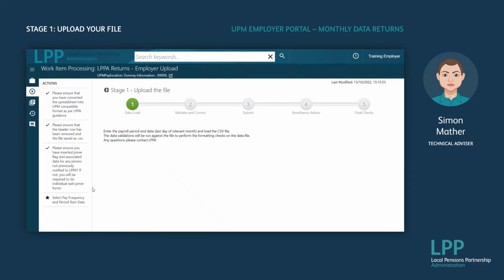Next, you'll need to select the pay frequency and the period start date. Click on the question. There's a drop-down where you can select the frequency of the data return you're uploading. This defaults to monthly, so you don't need to change anything.